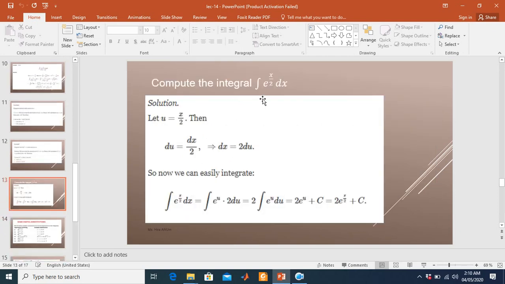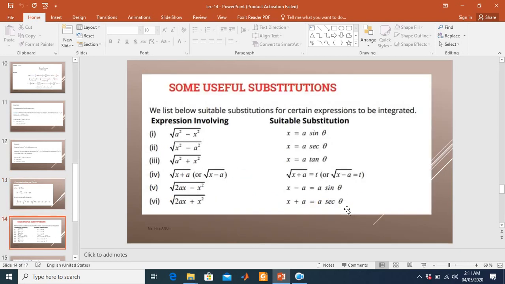Now compute this function. Let x over 2 equal u, du equals dx over 2, so dx equals 2 du. Putting here, it becomes 2 integral e to the u du, which equals 2 e to the u plus c. Putting the value of u, 2 e to the power x over 2 plus c. Here are some substitution formulas which are also helpful for us.